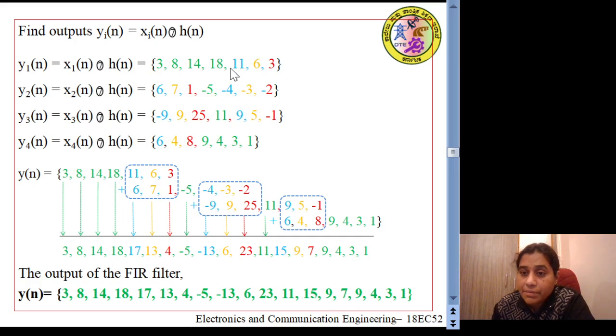The last m minus 1 samples are 11, 6, 3. The first m minus 1 samples of the second block are 6, 7, 1. These coincide and we add them. So 11 and 6 is 17, 6 and 7 is 13, 3 and 1 is 4. Minus 5 is not coinciding with anything, so we keep it as it is.